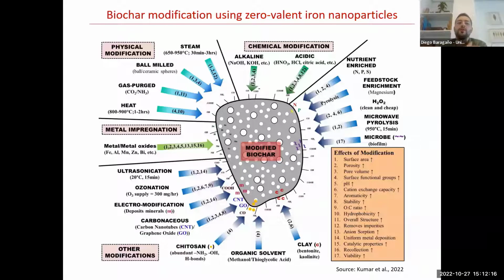So how can we modify the biochar using the zero-valent iron nanoparticles? The first mechanism is metal impregnation, using different metal oxides during the synthesis of the composite or by mixing directly. But there are many other modification methods. We can use ball milling for physical modification, or modify the surface of the biochar with chemical modification in acidic or alkaline conditions. We can use others like graphene oxide, application of biofilms, bentonite, but our idea was using metal impregnation.